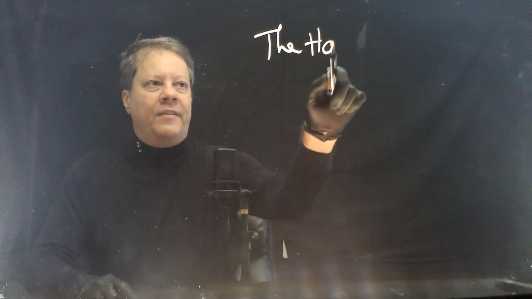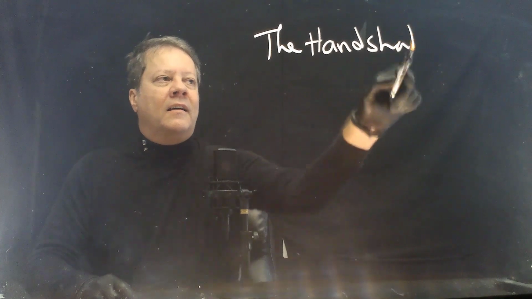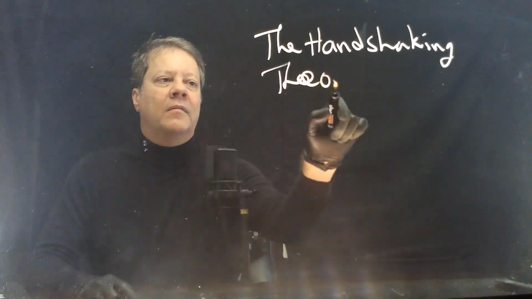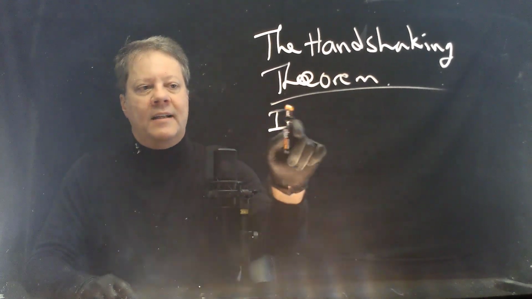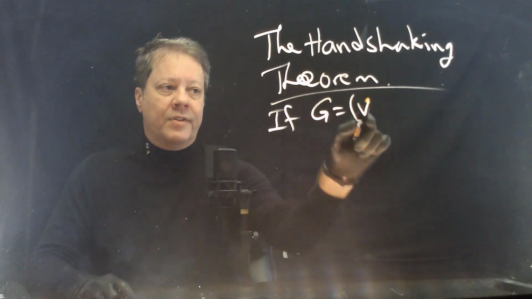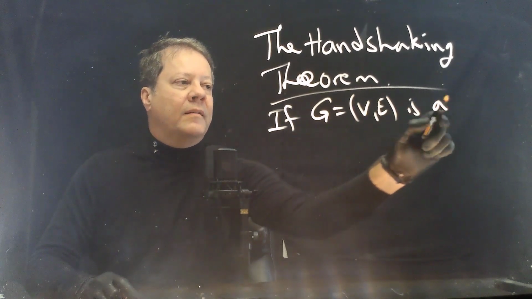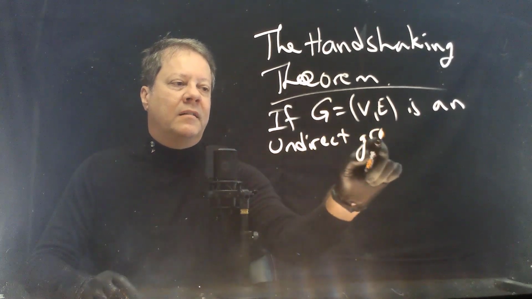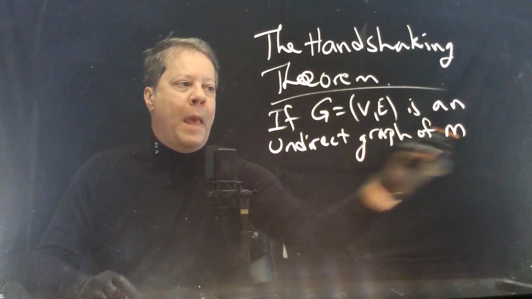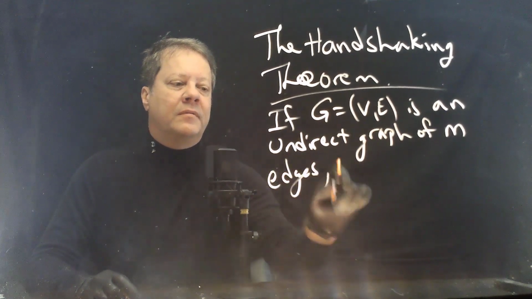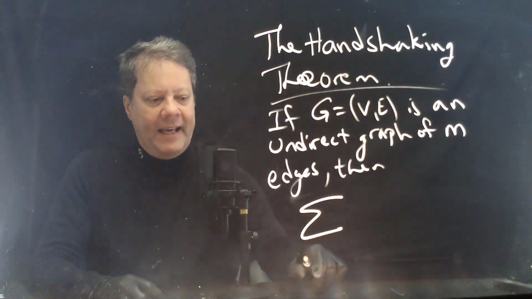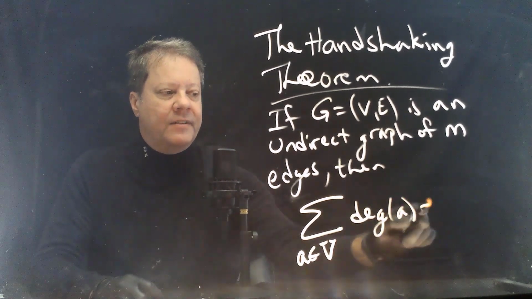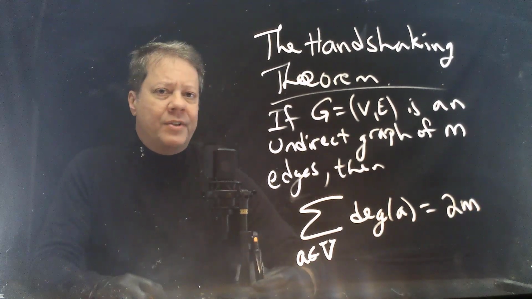We have something called the Handshake Theorem that says if G, with vertices and edges, is an undirected graph of M edges, if you add for all vertices in the set of vertices the degree of each vertex, you end up with twice the number of edges.